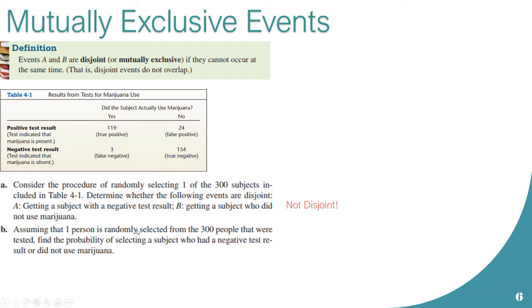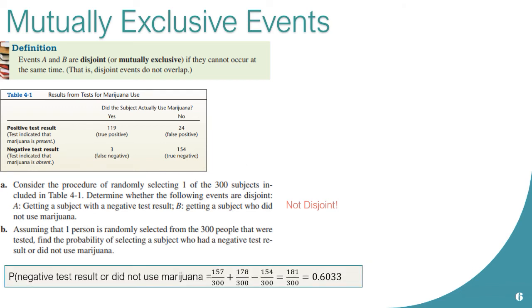Assuming that one person is randomly selected from the 300 people that were tested, find the probability of selecting a subject who had a negative test or did not use marijuana. By inspection, we could see that the people who did not use marijuana are all these people here. The people who got a negative test are all these people here. So we could simply say 3 plus 154 plus 24 divided by 300. But let's break this down so we practice our understanding of the theory here.